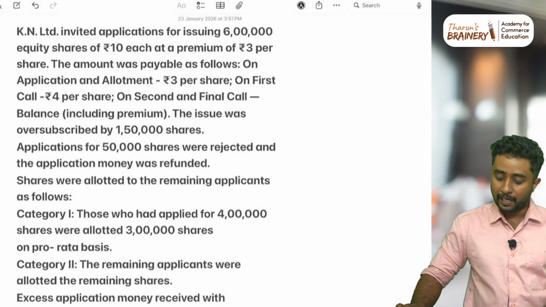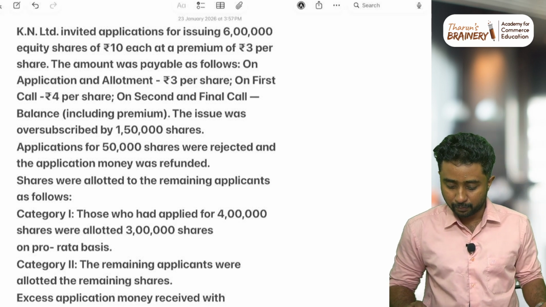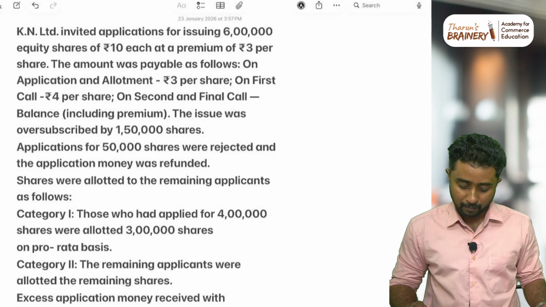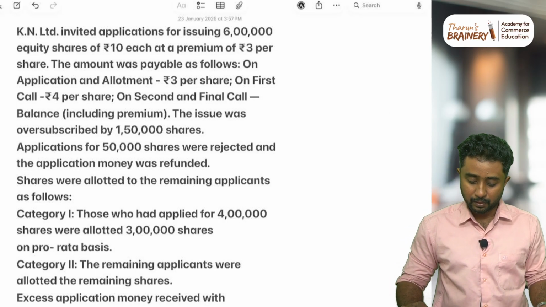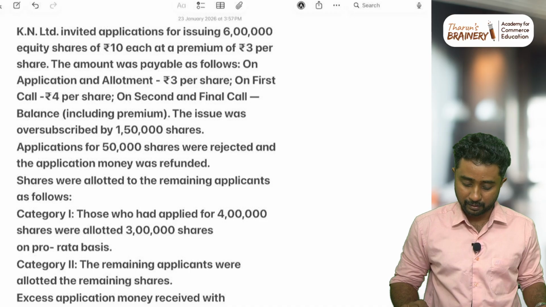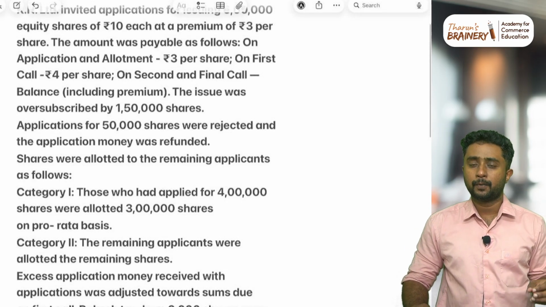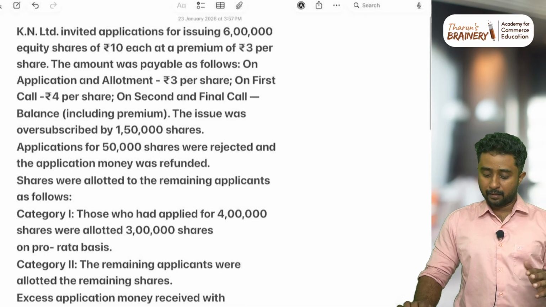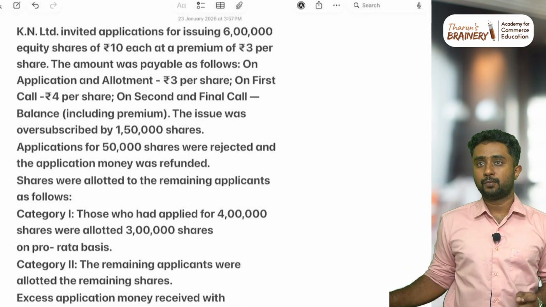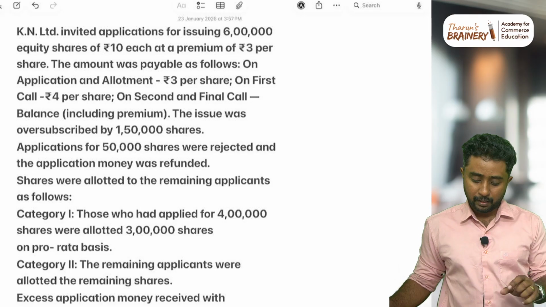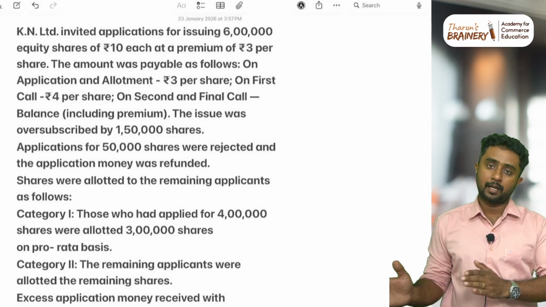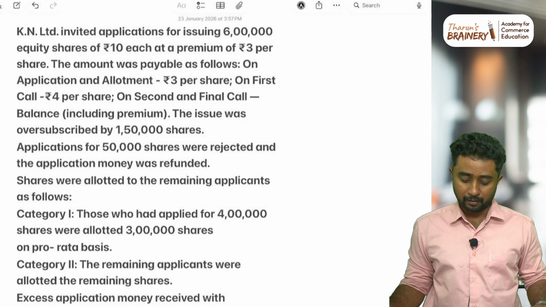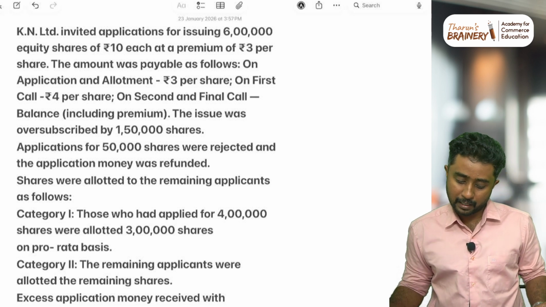Now they are saying on application and allotment rupees 3 per share, on first call rupees 4 per share, and on second and final call balance including premium. The issue was oversubscribed by 1,50,000 shares. Usually, in most of the questions that you have done so far, it will be like this: application this much, allotment this much, first call this much, second call this much. Here they are mentioning application and allotment together, 3 rupees, first call rupees 4 per share, second and final call balance.